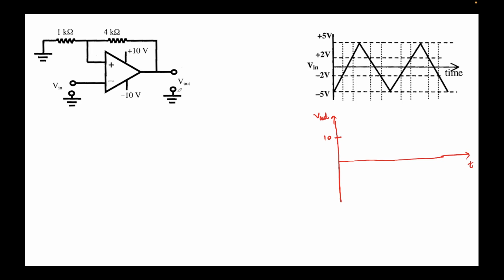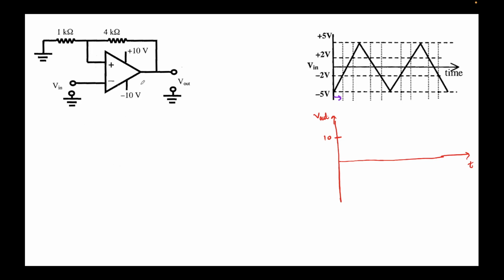So let's just start with the information that we already have. We know that V out is plus 10 volts. First, I'll only try to solve the problem for when we are just starting over here. Okay, we are just starting from this region.